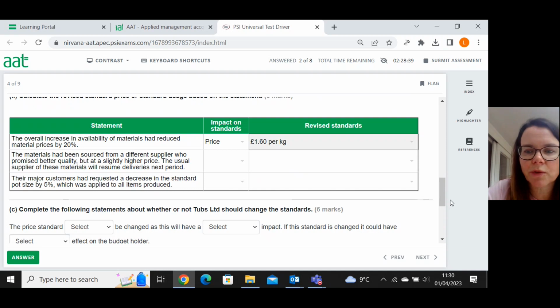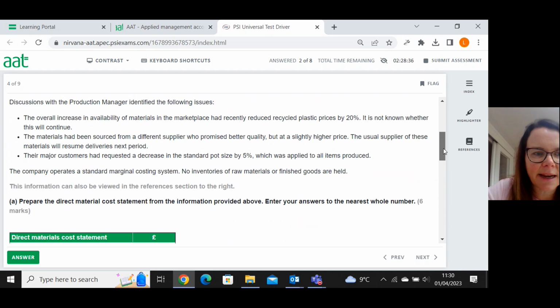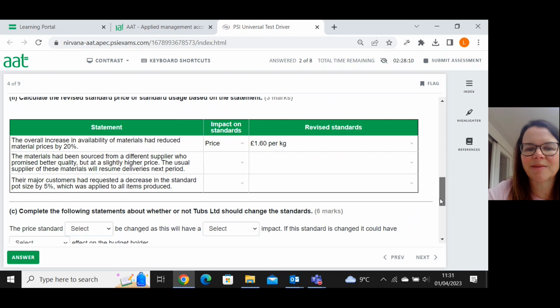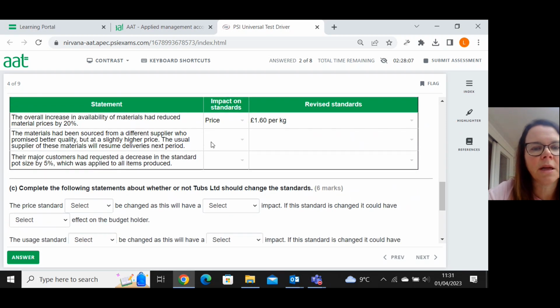Right, the materials have been sourced, again, I'm just going to go up because there's a little bit more information here. The materials had been sourced from a different supplier who promised better quality, but at a slightly higher price. The usual supplier of these materials will resume deliveries next period. So in other words, we've deviated from our norm very briefly, promise better quality, slightly higher price, but we're going back. So impact on the standards then will be none because it was only a temporary deviation.